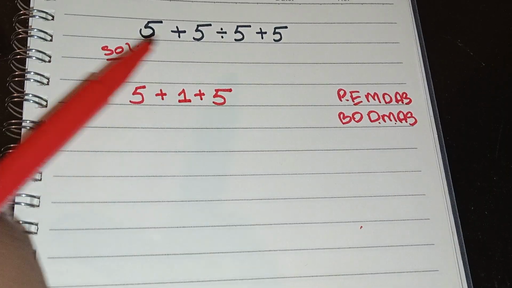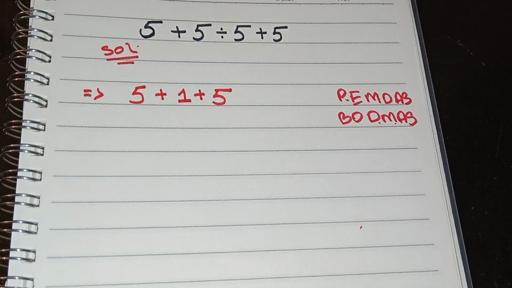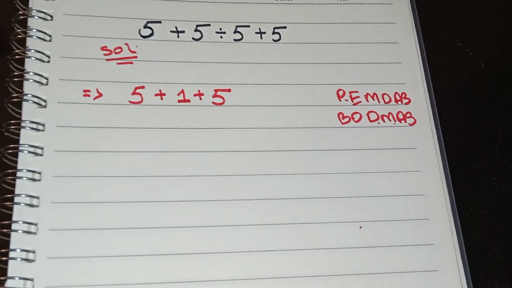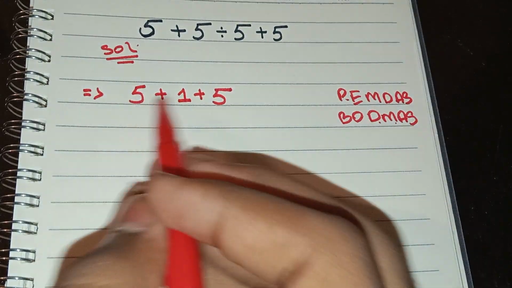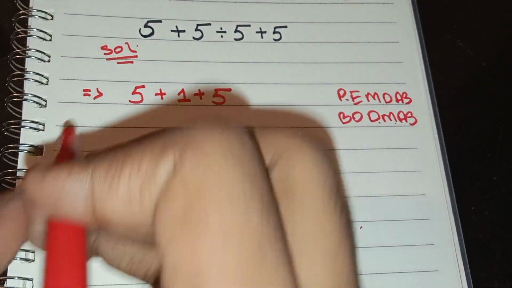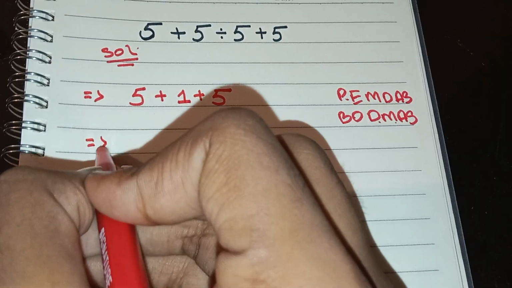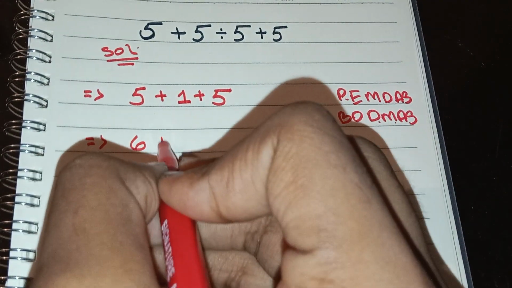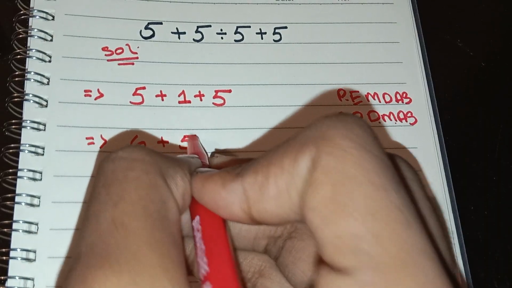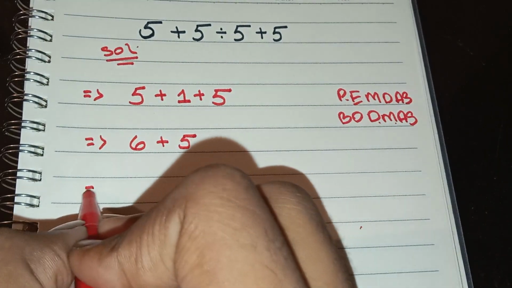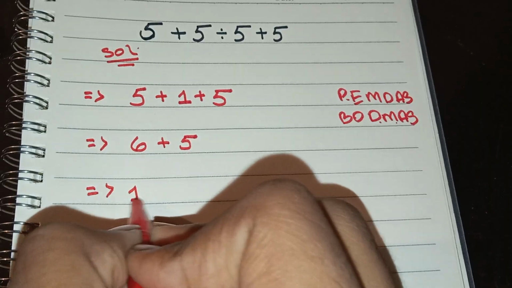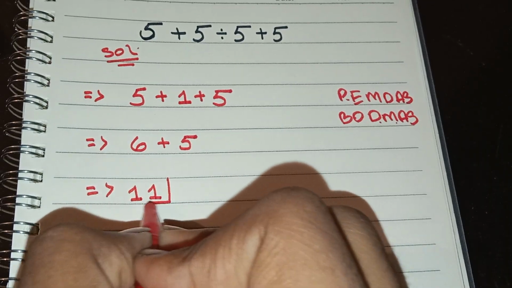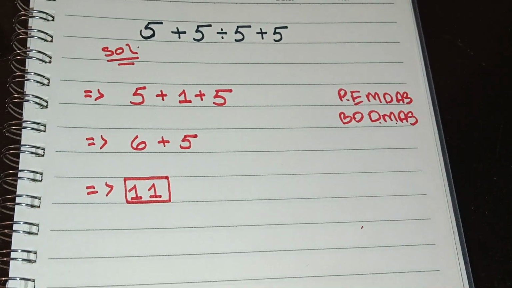5 will be written as it is, so whichever part we are solving, only that part will be solved. So 5 plus 1 plus 5. What is 5 plus 1 plus 5? 5 plus 1 is 6, plus 5, and the final answer will be 11. This is how we will solve.